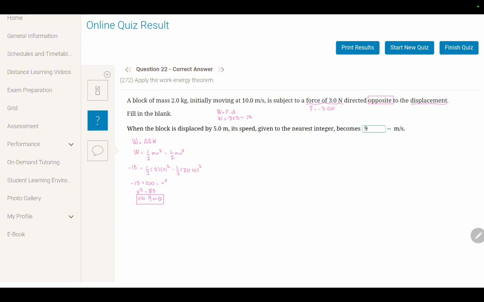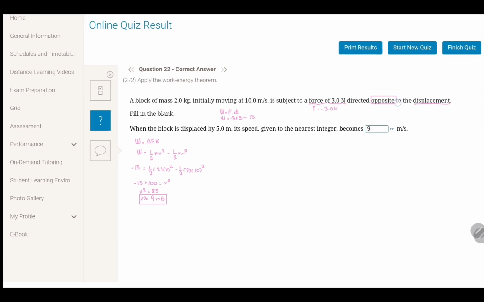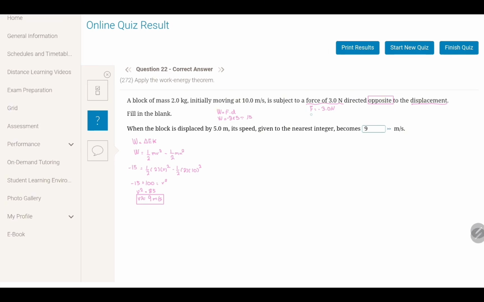For this one, they are asking you again for the speed. So we're going to do the same thing we did in the other question. We're going to find the work first and substitute it in the work energy theorem, and you'll find v. Also, I forgot to mention that in the question they specified that the force they gave us, which is 3 newtons, is opposite to the displacement. So the force is -3. That's why the work is negative. Don't forget that.